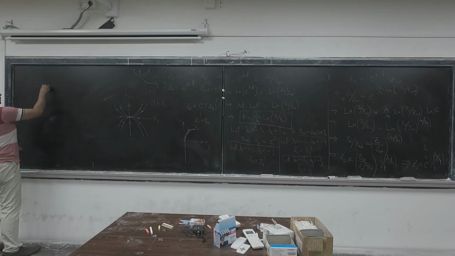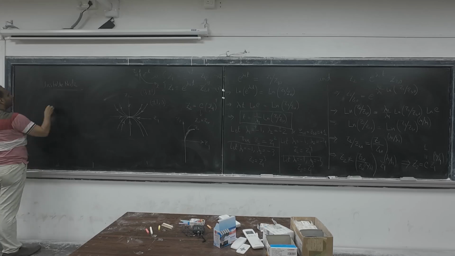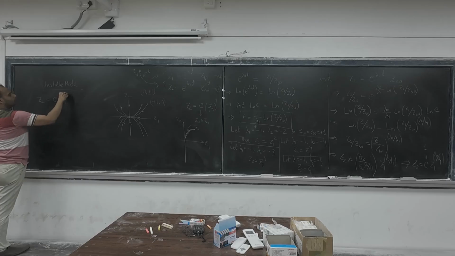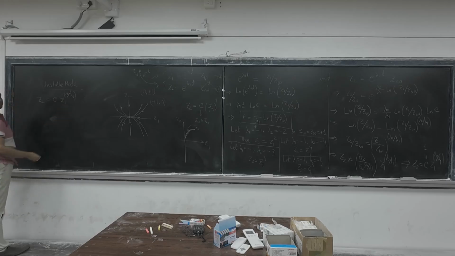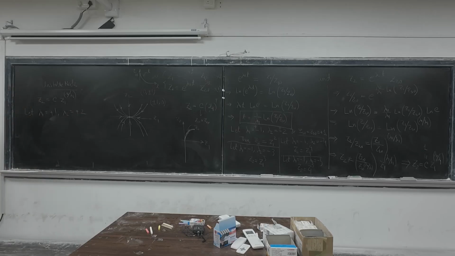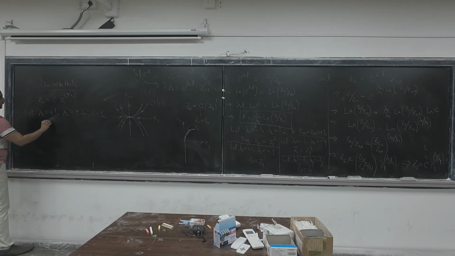For unstable node, my Z2 is still the same, C into Z1 to the power lambda 2 by lambda 1. Let lambda 1 equal plus 1 and lambda 2 equal plus 2. The relationship will remain the same, and suppose I am also considering c equal to 1, then that will give you z2 equals z1 square. The same shape will be there, right?